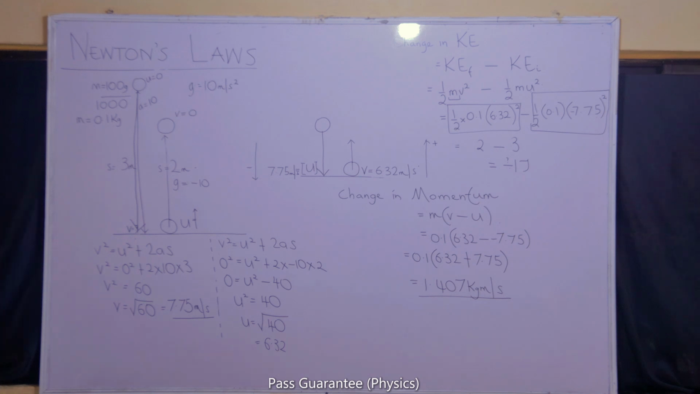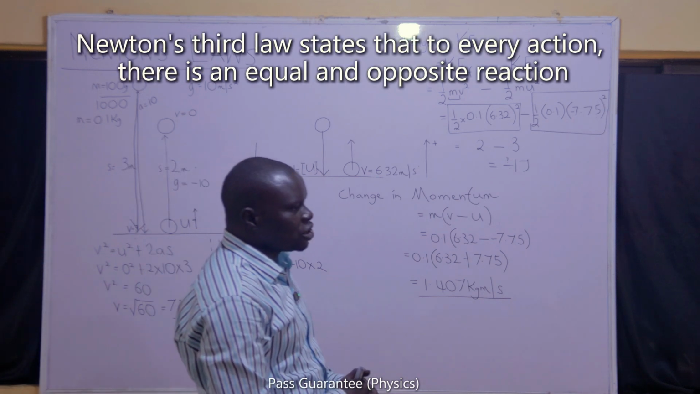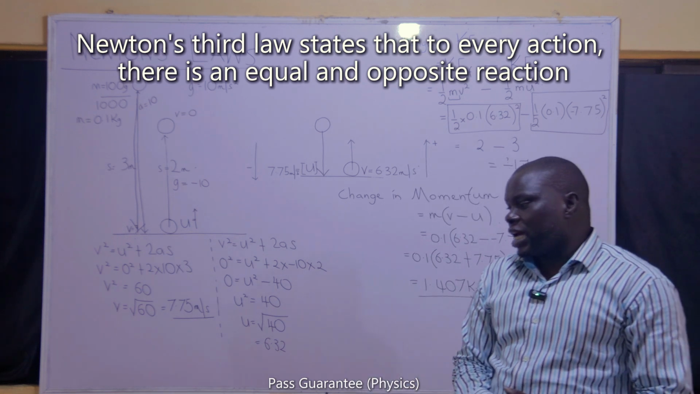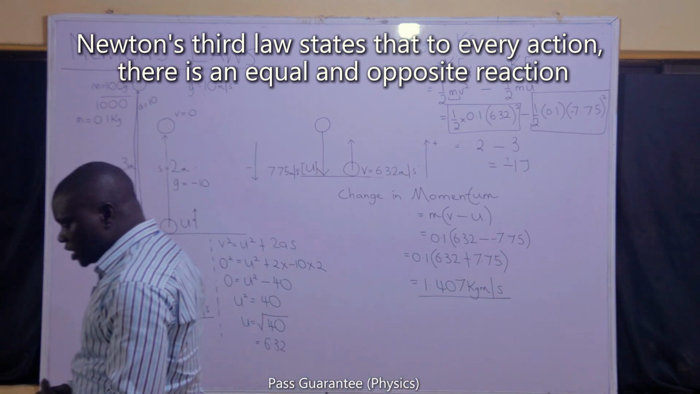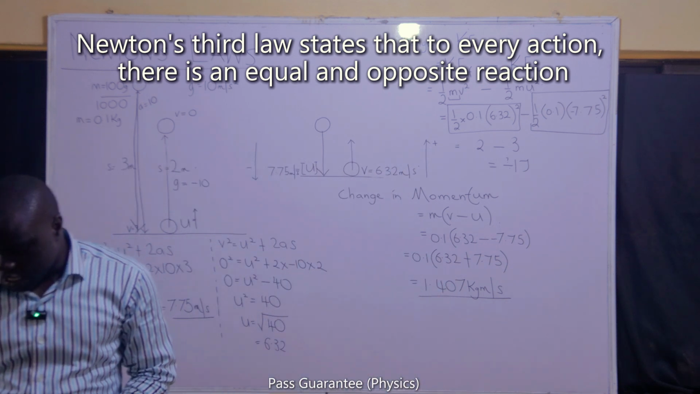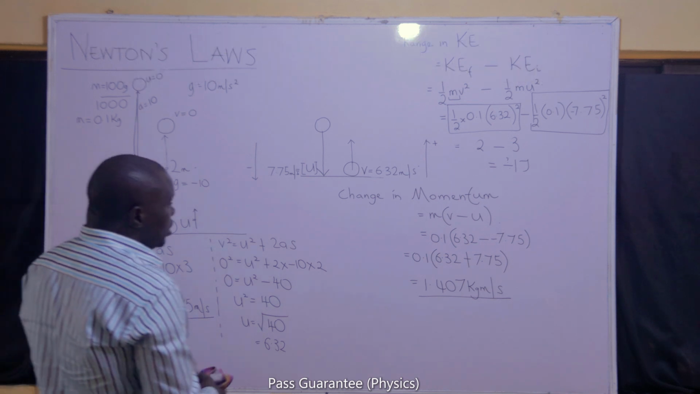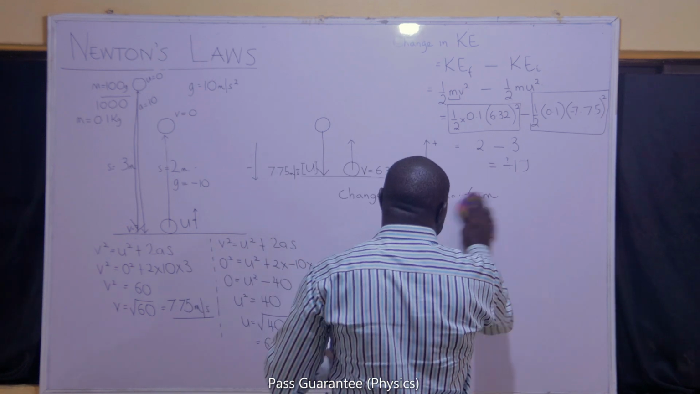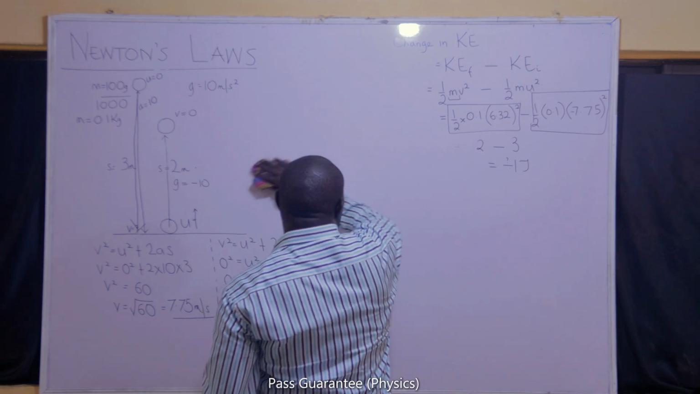So we now move on to Newton's third law. Newton's third law states that action and reaction are equal and opposite. Another way of saying that is, to every action there's an equal and opposite reaction. There are so many instances in physics where we can be using Newton's third law and Newton's second law. Anytime a force is exerted on an object, that object is going to exert another force in the reverse.